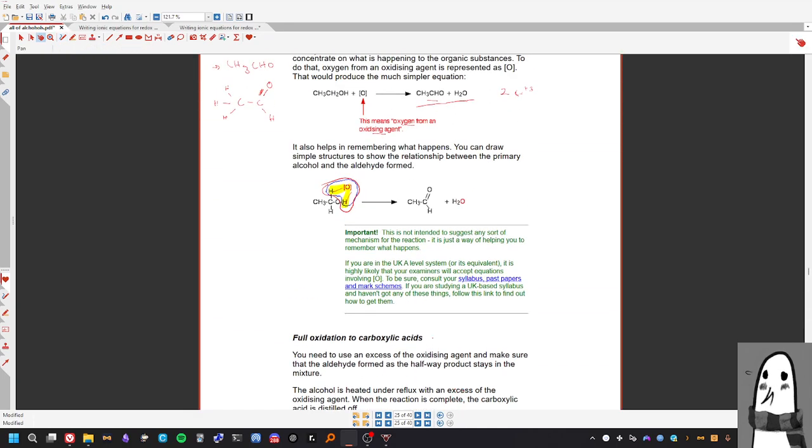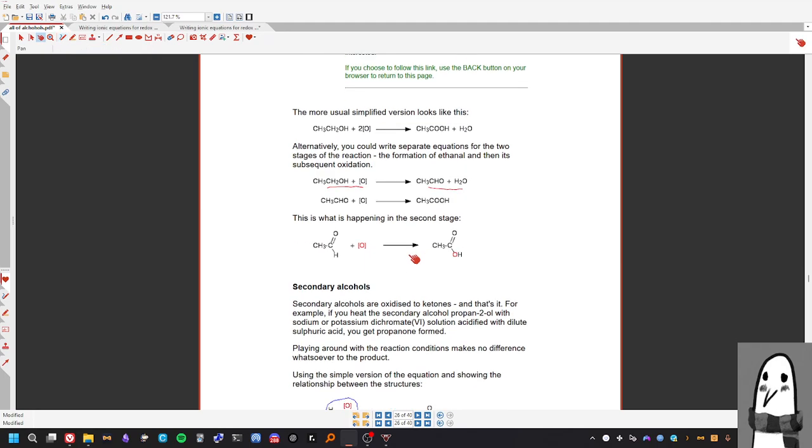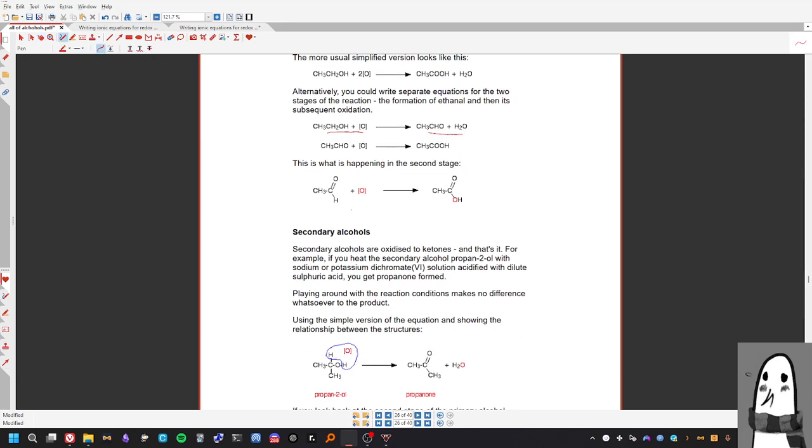But do remember that we are not including the rest of the oxidizing agent. That might matter. Probably will matter. So again, it's the first formation of the aldehyde, and then the subsequent oxidation of the aldehyde into your COOH.